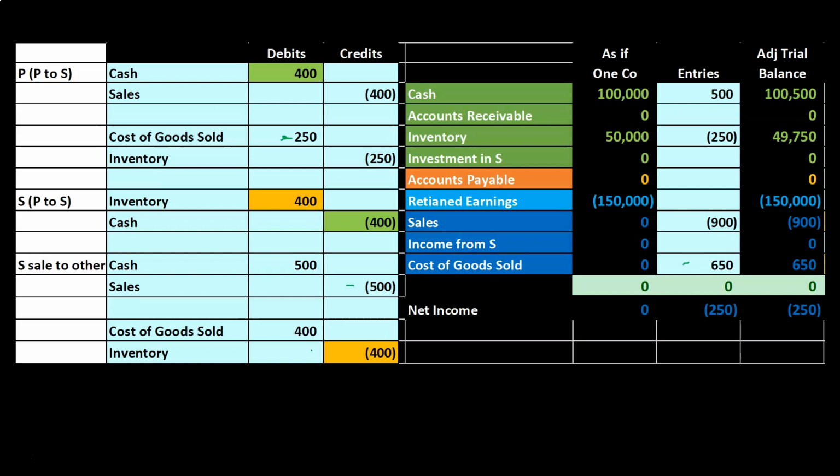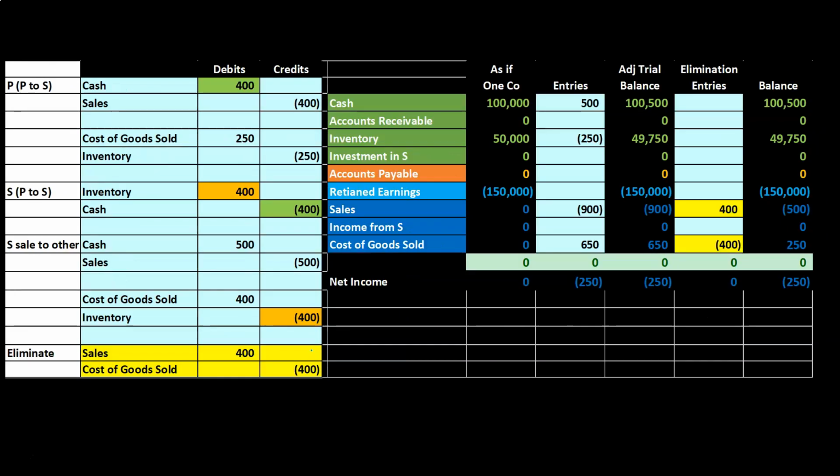Or you could just adjust these two accounts, which in essence is just this adjustment, debiting sales for the 400 and credit the cost of goods sold. So that's, of course, what we're going to end up doing here. We're going to end up doing this basically elimination entry.